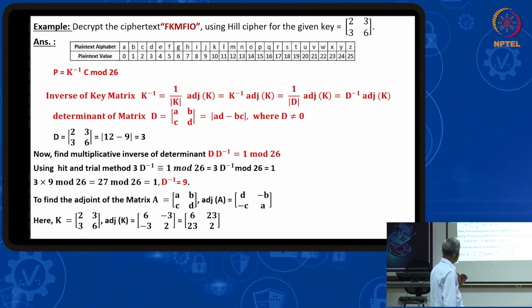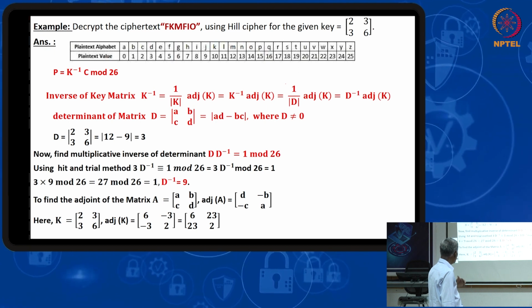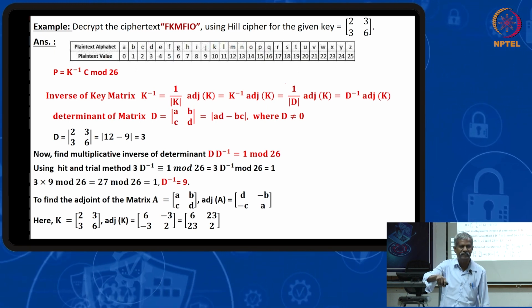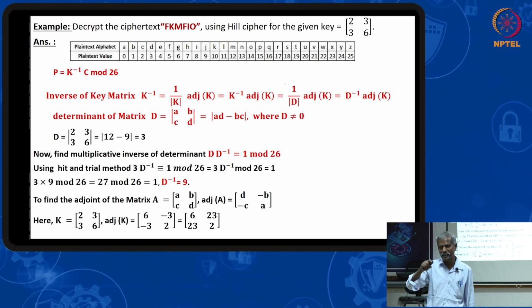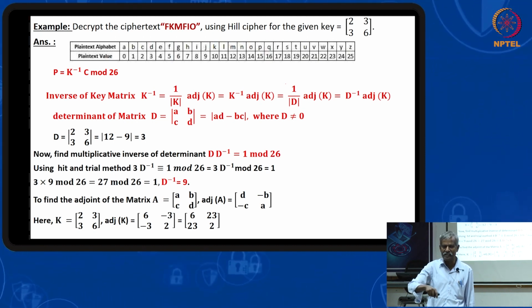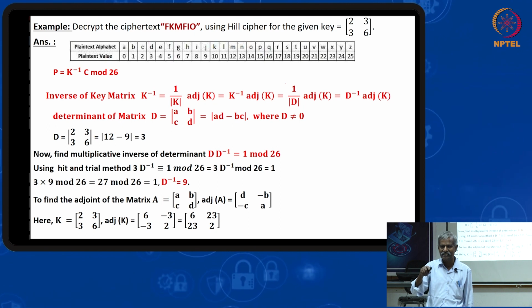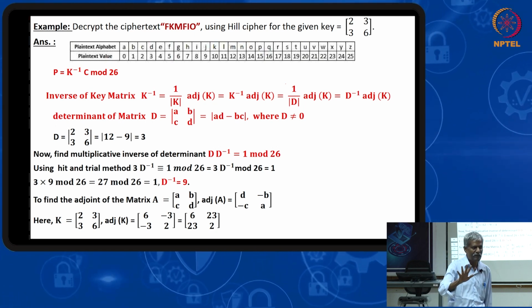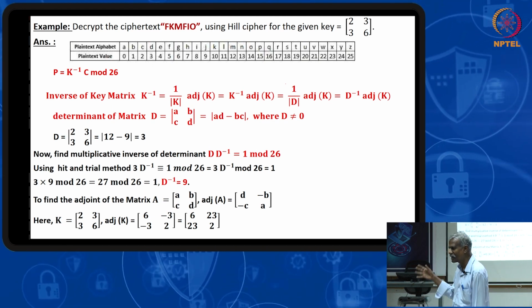But it is not just 3. D equals 3, and you have to find 1 by 3, that is 1 by D, 1 divided by the determinant, which means D inverse. D inverse, how will you find this? I will tell you in modulo pi algebra, and after that we will go to modulo 26 algebra.